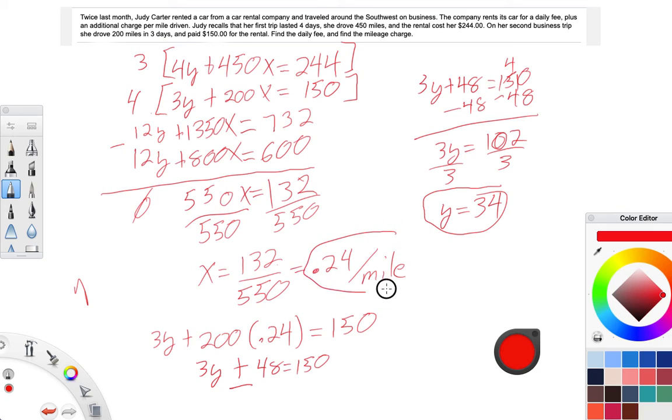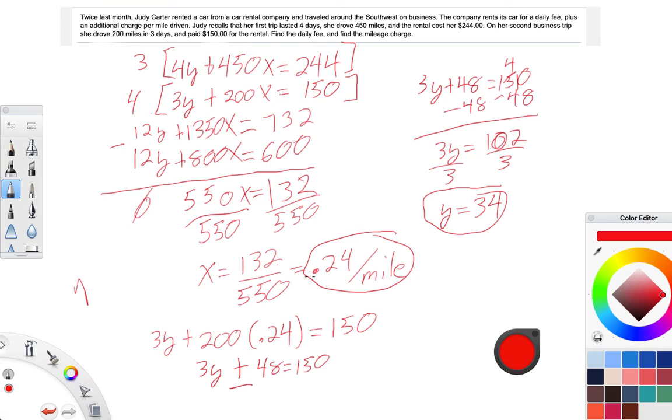So 24 cents per mile and a $34 per day fee. I'm going to use a calculator and plug that into my top equation to make sure it comes out the same. So 4 times 34 gives me 136 plus 450 times 0.24, and that gives me 244. So it works and it's right.